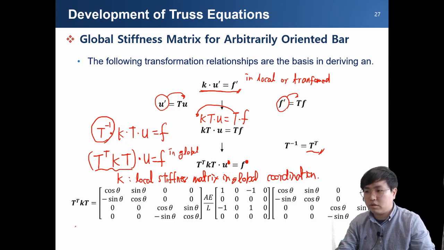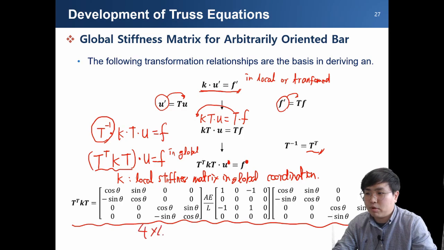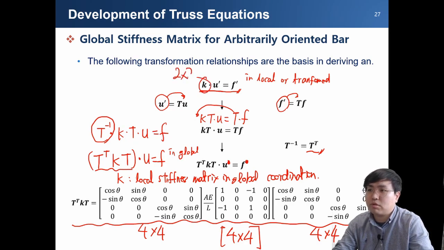And then for the detailed components, we should do the matrix multiplication. This transpose matrix is a 4x4 matrix, and this is also a 4x4 matrix, so we should have a 4x4 K matrix. However, actually this K matrix is a 2x2 matrix. So this time we should expand this 2x2 matrix to a 4x4 matrix.